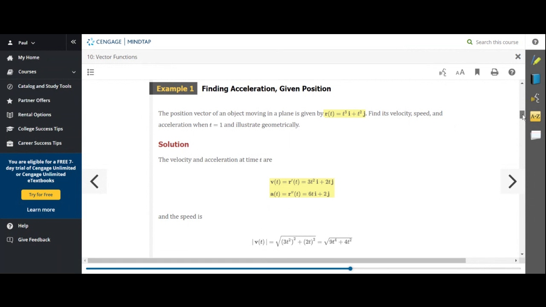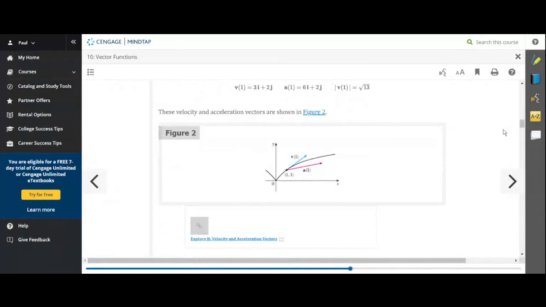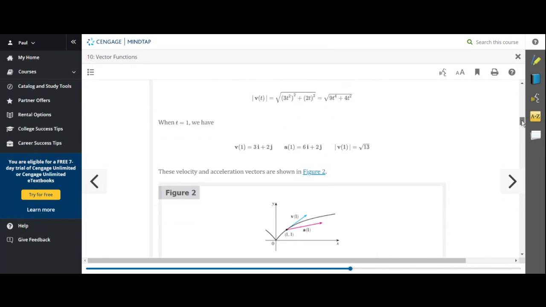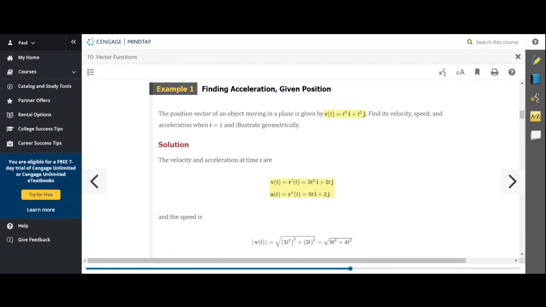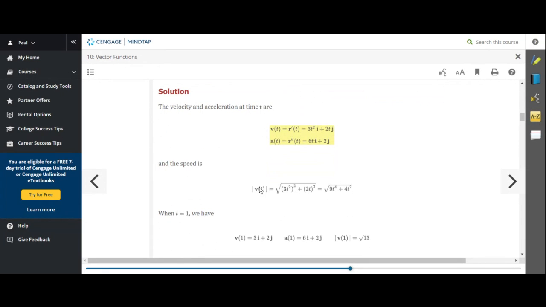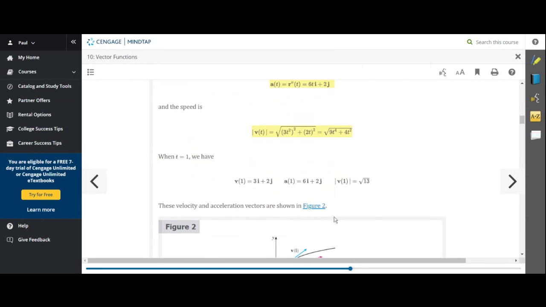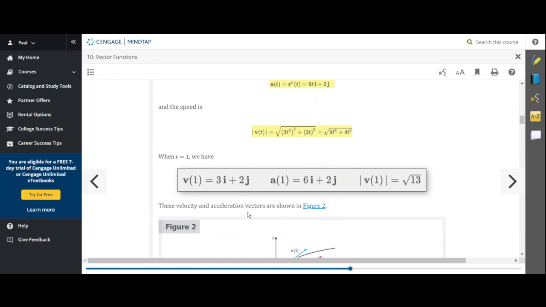So you get your acceleration and velocity vectors. And here's figure 2 for this problem. Well, hold on. I need to do a little bit more. They want you to find the velocity, speed, and acceleration when t equals 1 and illustrate geometrically. No problem. Speed is the magnitude of velocity. And at t equals 1, they compute the velocity vector, the acceleration vector, and the speed.